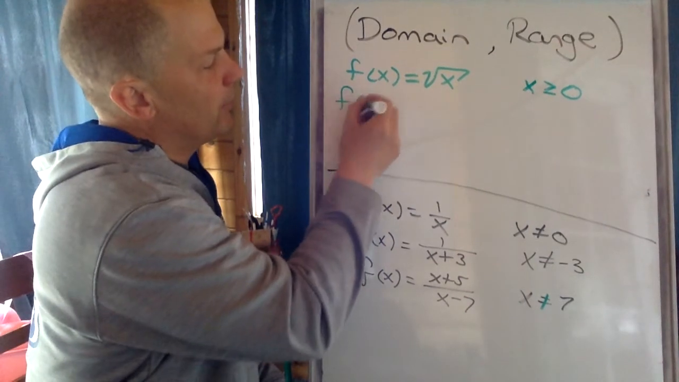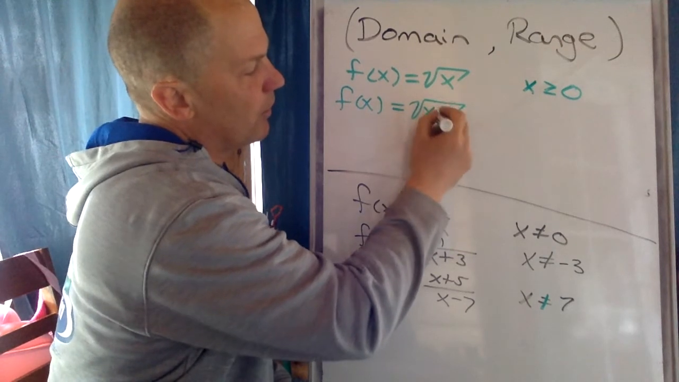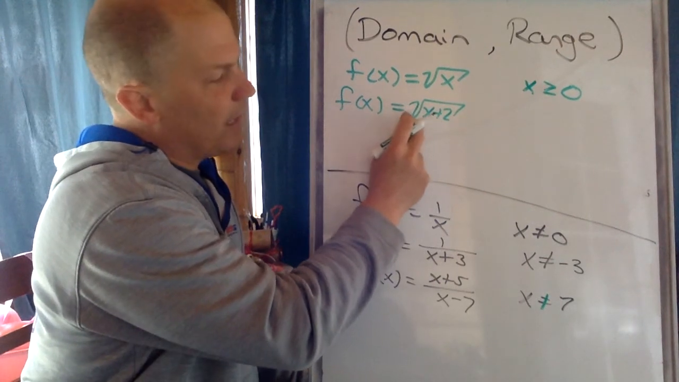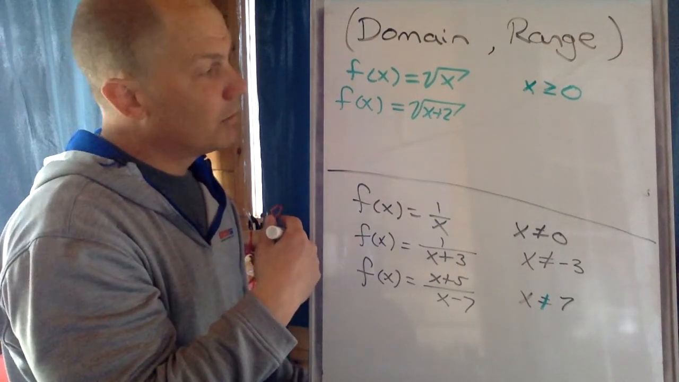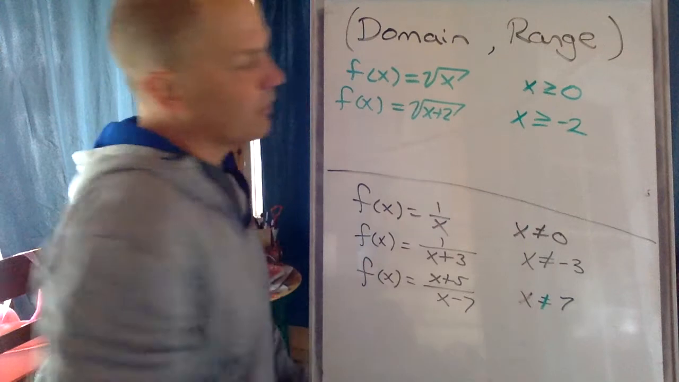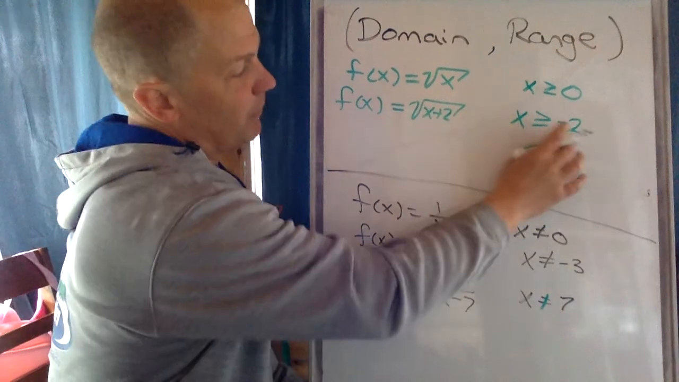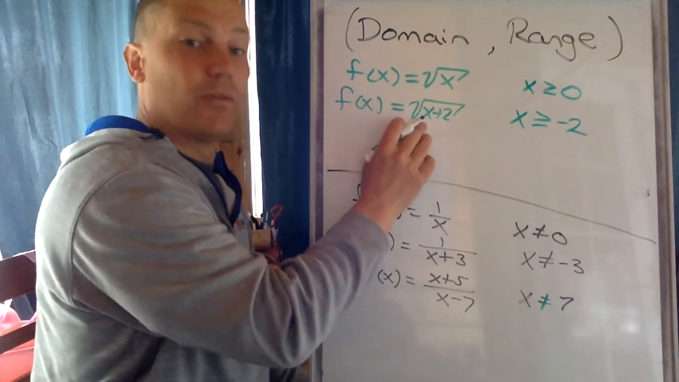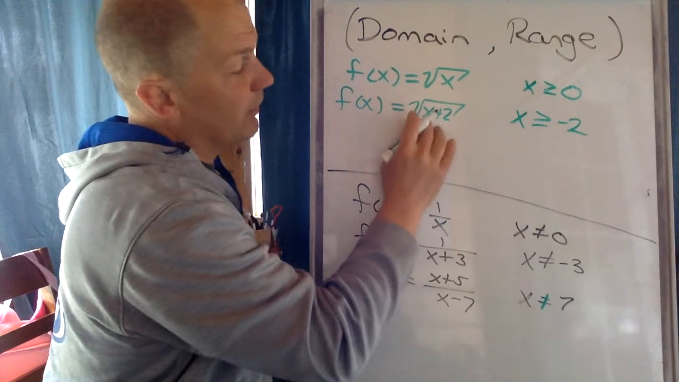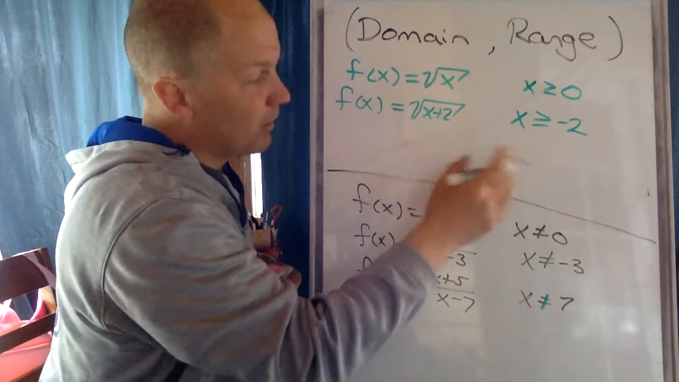What about f of x is the square root of x plus 2? Well, for this to be negative, x would have to be less than negative 2. So that means the numbers we're allowed to plug in are all numbers where x is greater than or equal to negative 2. Well, let's just check that. If we plug in negative 2, we'll get 0. Square root of 0 is 0, so that's fine. Let's plug in 7. The square root of 7 plus 2 is 9. Square root of 9 is 3. We're allowed to do that.